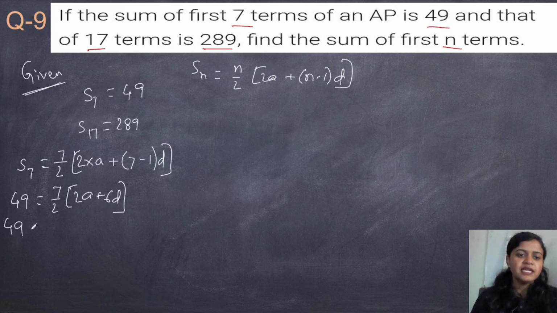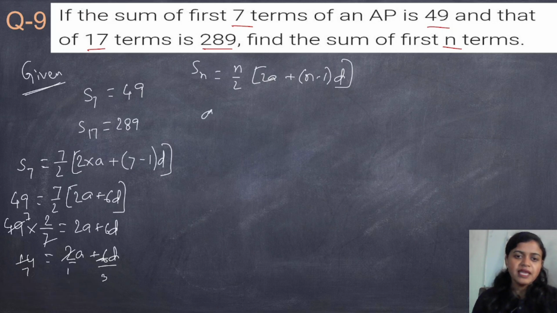So 49 into the reciprocal of 7 by 2, that is 2 by 7, equals 2a plus 6d. 7 7s are 49 and 7 2s are 14, so 14 equals 2a plus 6d. Taking 2 common from both the terms and cancelling 2, 2 3s are 6 and 2 7s are 14, we get a plus 3d equals 7. This is equation number 1.